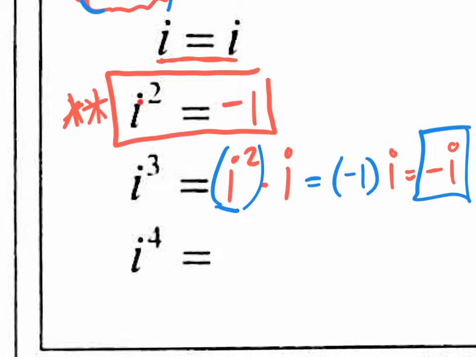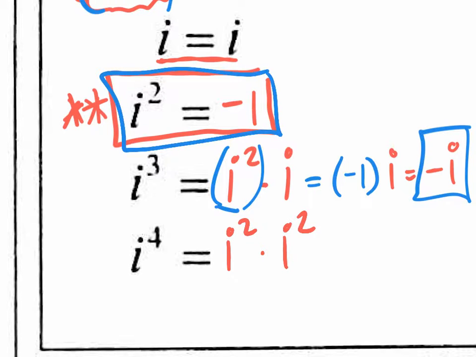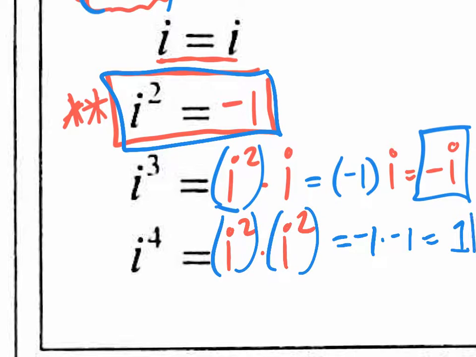I squared times I squared. That's the easiest, best way to do it, right? I to the fourth is really I squared times I squared. Now, why would I write that? Because I know that I squared is really what? Negative 1. So I really have negative 1 times negative 1, which is 1.